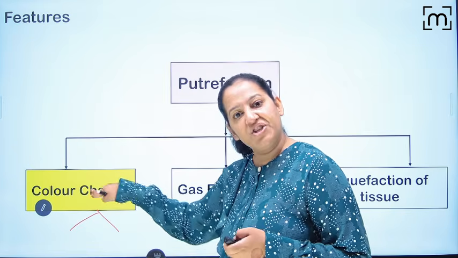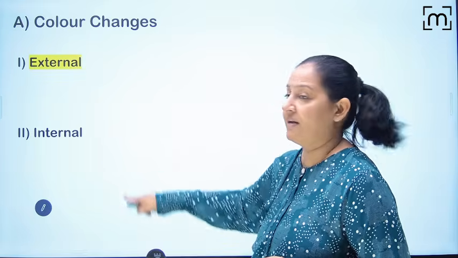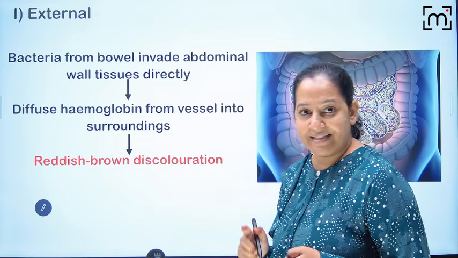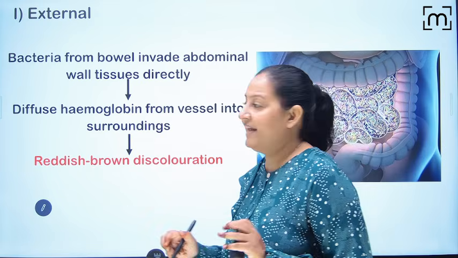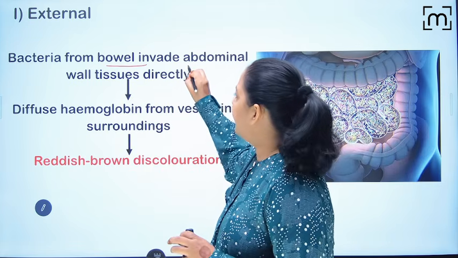So, external color change, internal color change. Let's start with external color change. In external color change, bacteria from the bowel invade the abdominal wall directly.